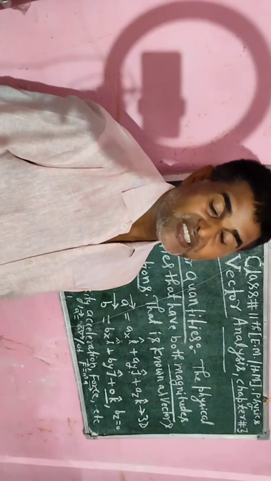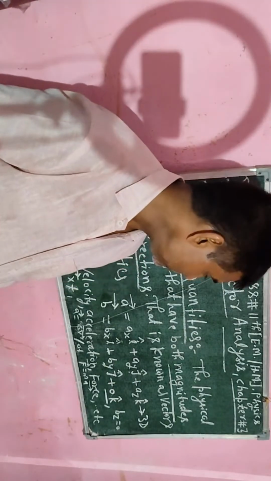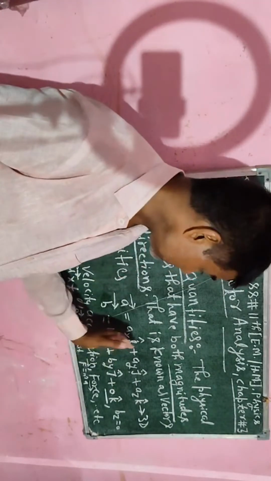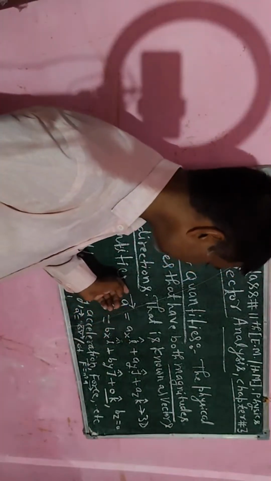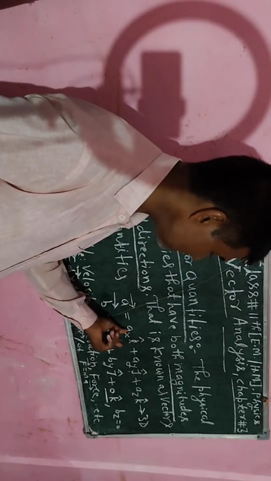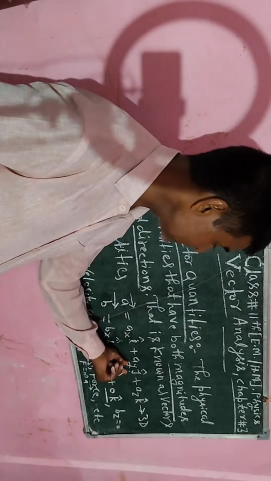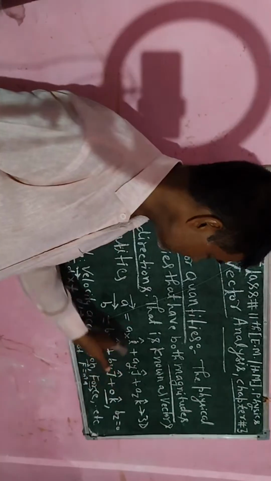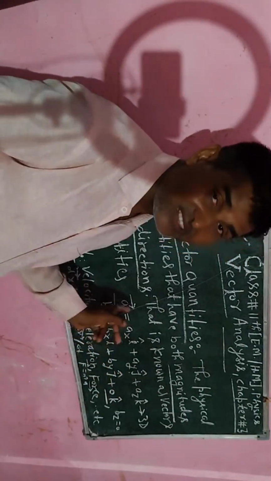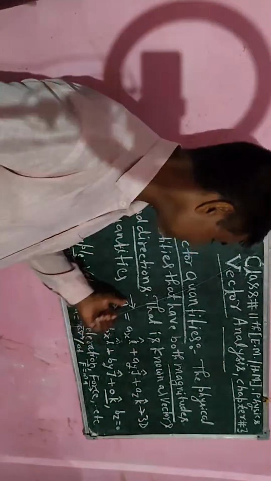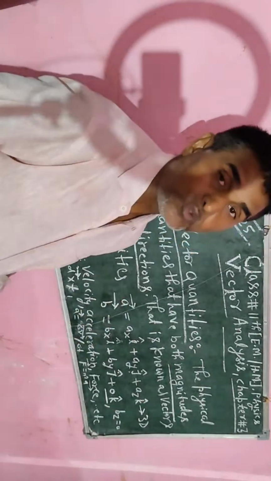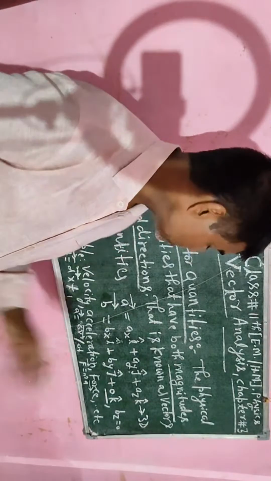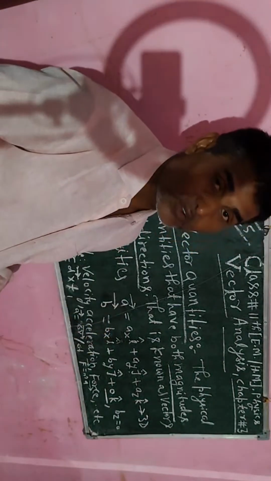I hope that each and every student knows very well the concept of vector quantity. Okay students, so this is the general vector, because this is the value along the x-axis, this is the value along the y-axis and this is the value along the z-axis. It means that this is the vector. In this case we also have to find the magnitude of this vector.